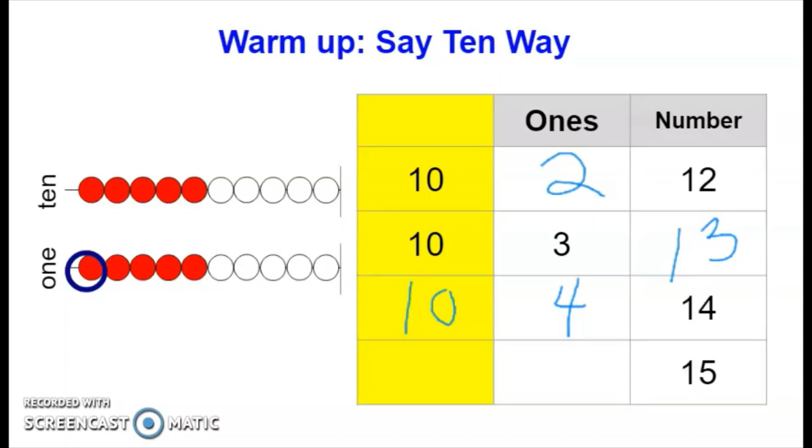Let's go ahead and jump onto the next number. If my number is 15, how can we say that the say 10 way? Go ahead and pause, think, and tell a friend or a family member. Welcome back. Were you also thinking 10 and 5? Oh my goodness, you did so great, my friends.